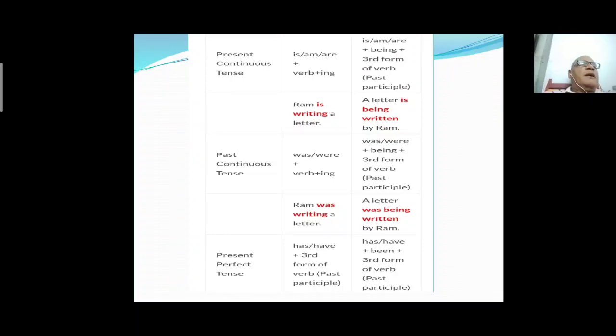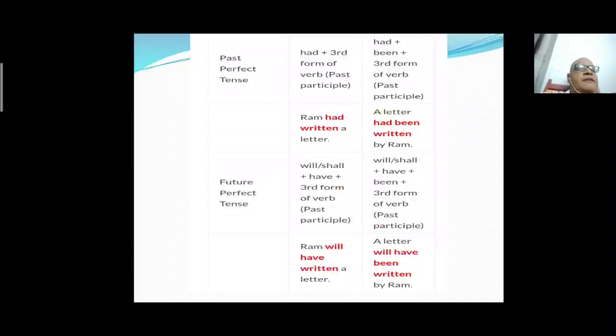There is no passive form for future continuous. Present perfect tense. Like here, present perfect tense.